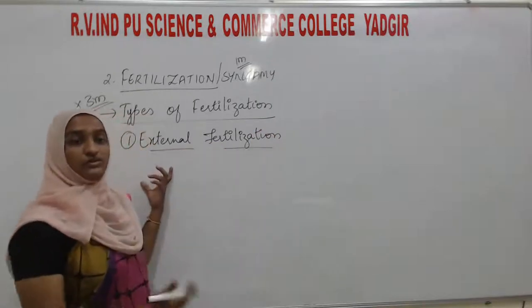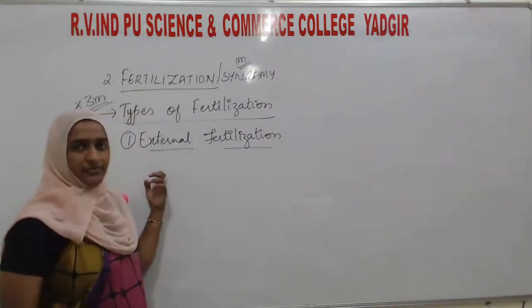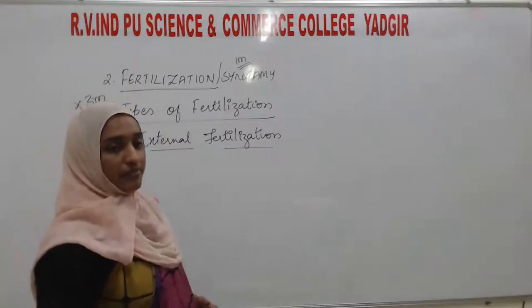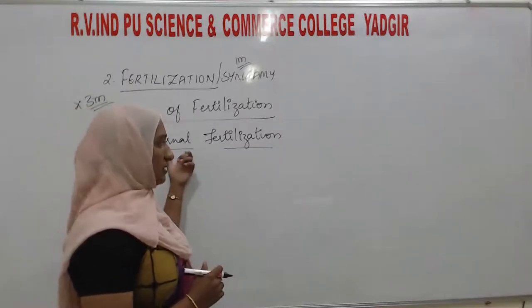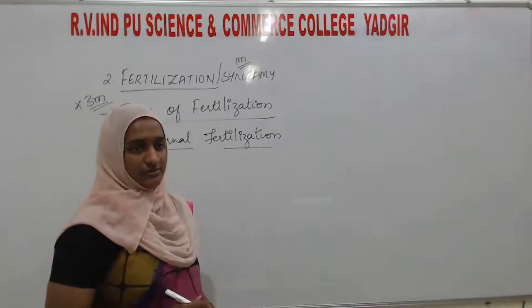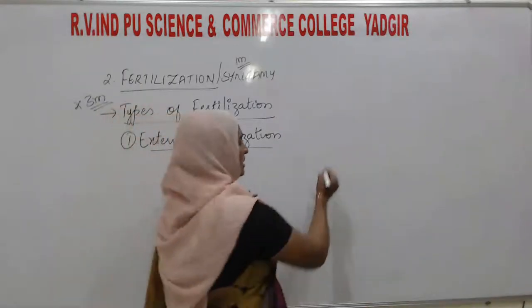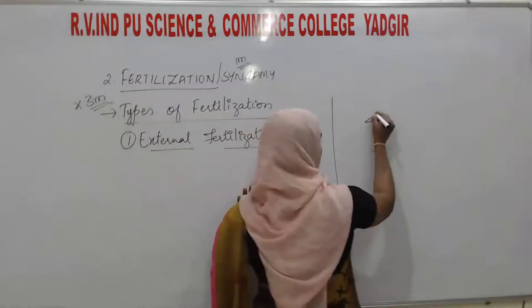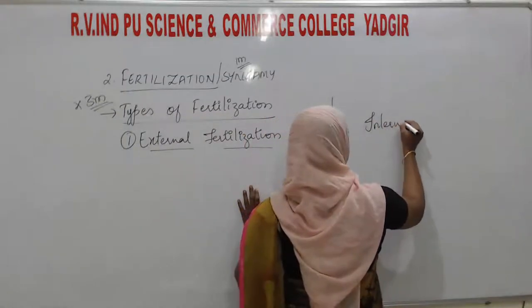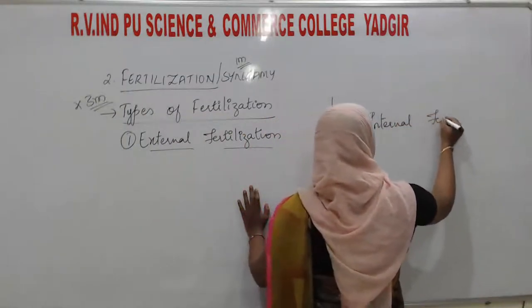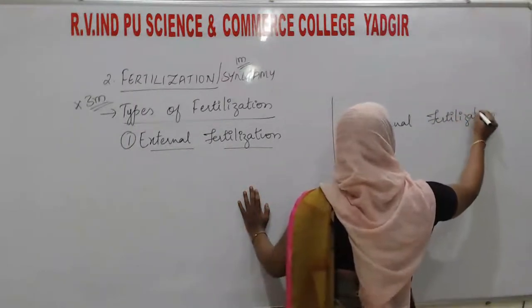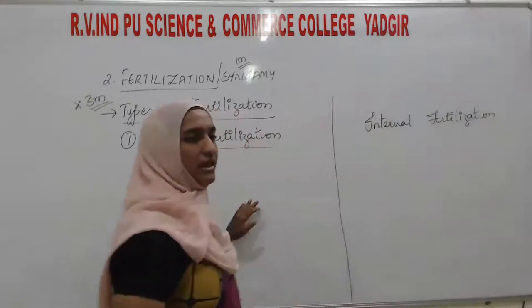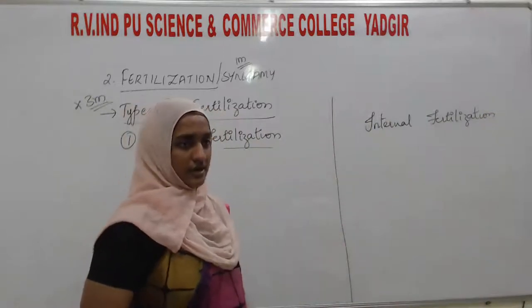External means outside the body. If fertilization is taking place outside the body, that type of fertilization is known as the external fertilization. One more is there, internal fertilization. Directly, I will write the differences of this external and internal fertilization.